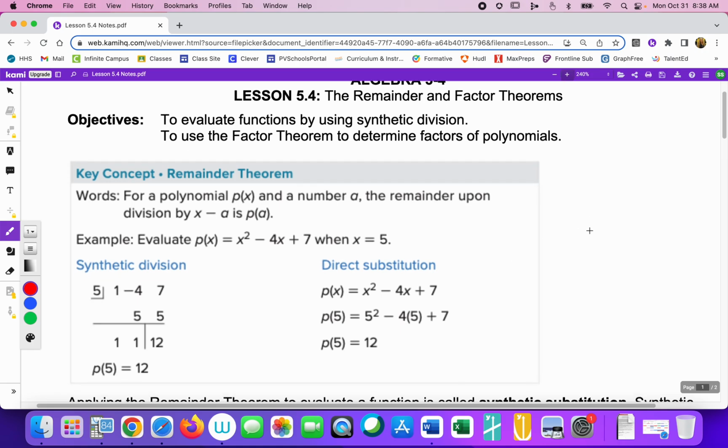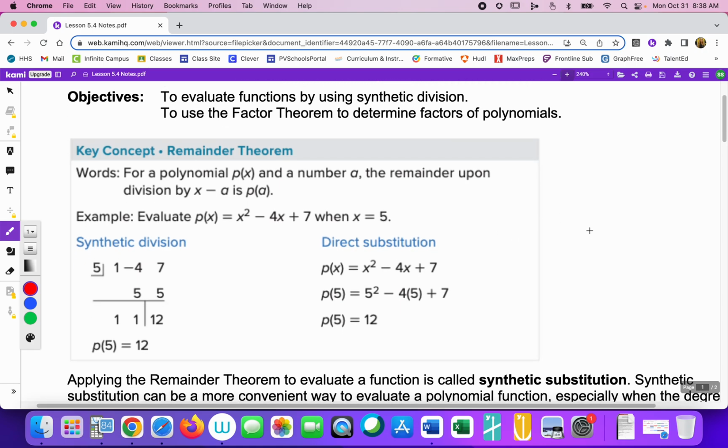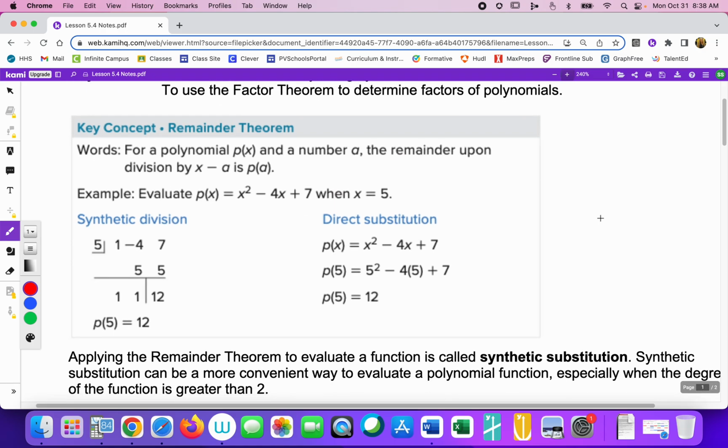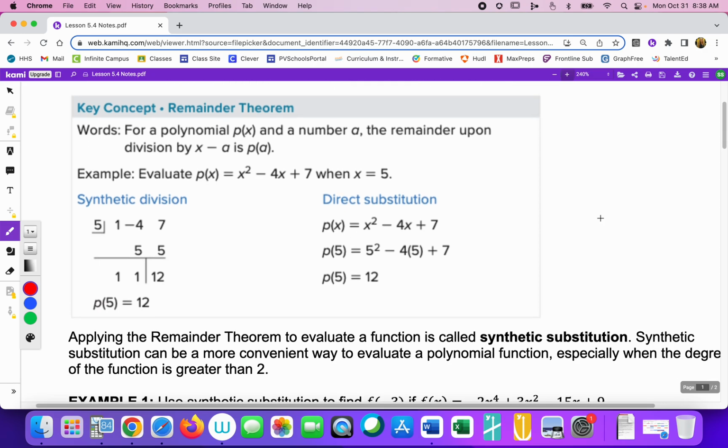We're going to be evaluating functions using synthetic division, also called synthetic substitution in this aspect of it. And then use the factor theorem to determine factors of polynomials. We did that a little bit already last week with synthetic division. So the remainder theorem. Okay.